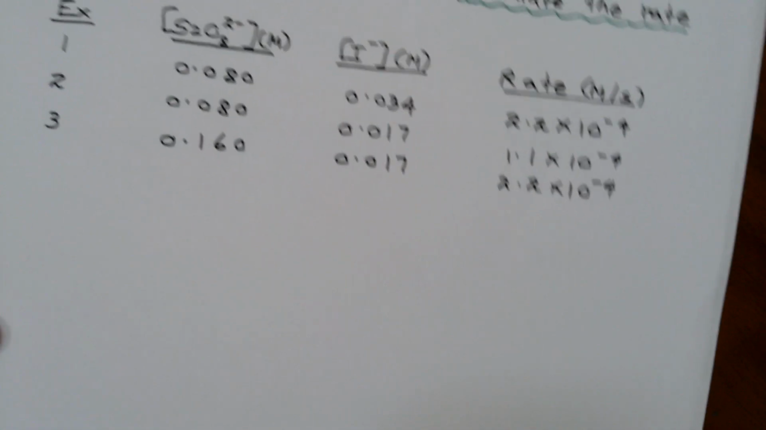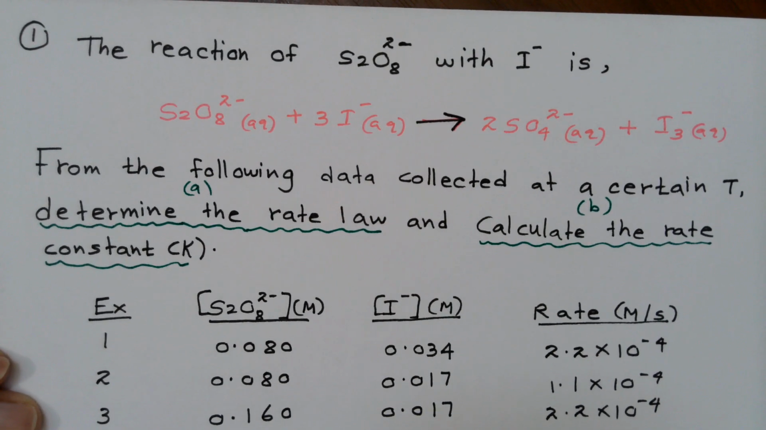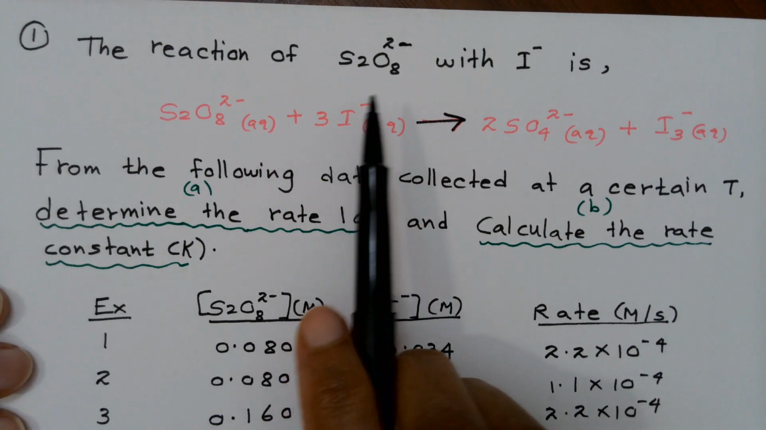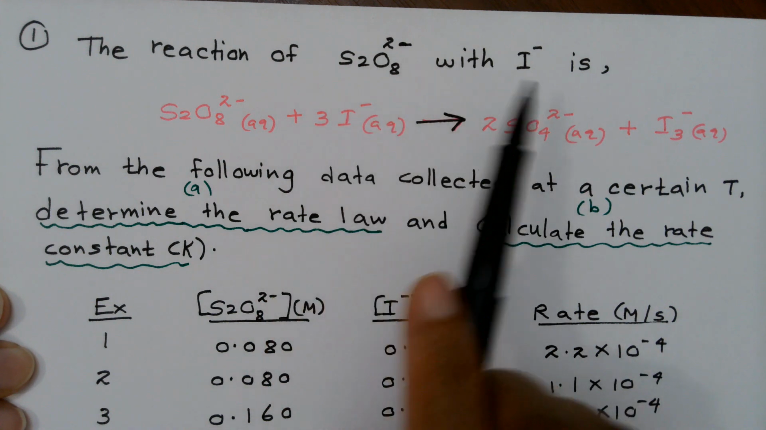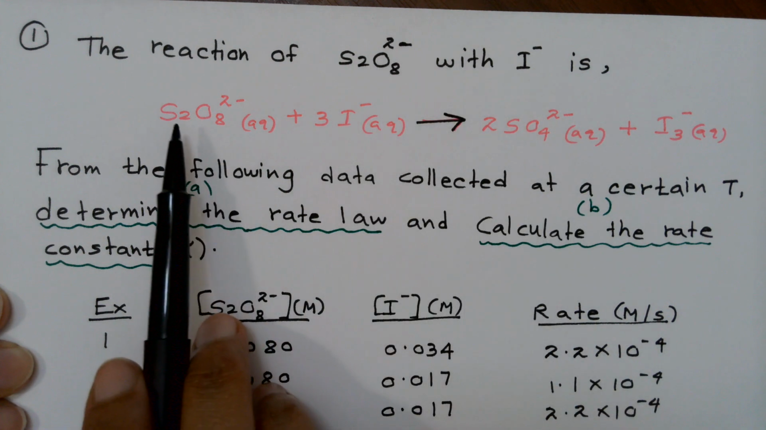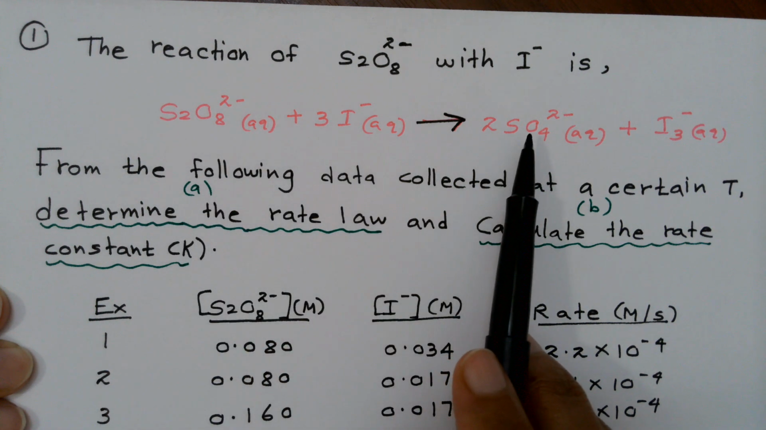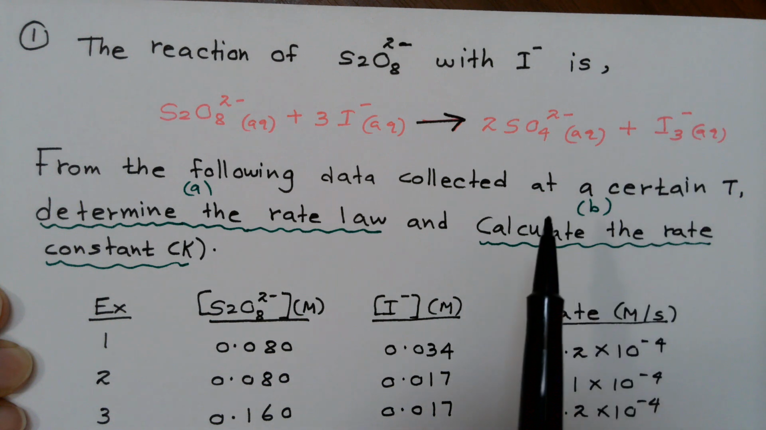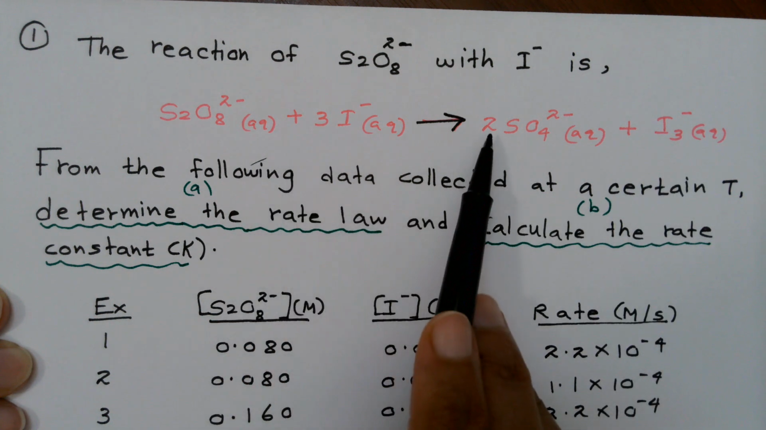The example here is this. The reaction of S2O8 2 minus with iodide ion. The reaction between these two reactants is given here. S2O8 2 minus reacts with 3 moles of I minus. The products are 2 moles of sulfate plus I3 minus. So that is our chemical reaction, and it is already balanced by adding coefficients.